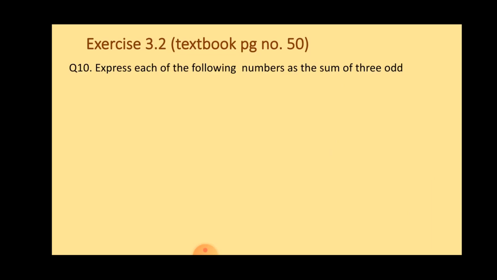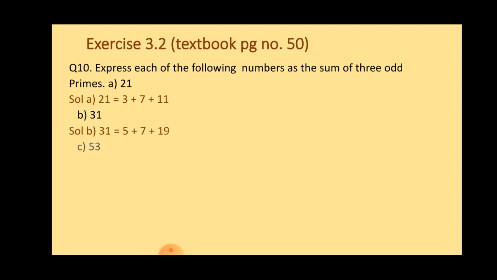Now here comes question number 10 from the same exercise. Here we need to express each of the following numbers as the sum of three odd primes. The first number is 21. How can we express it? We have to be careful that the numbers which we take should be odd as well as prime, and we need to take three numbers that give 21. So here we have expressed 21 is equal to 3 plus 7 plus 11. You can notice that all three numbers which we have taken, when added, give 21, and these three numbers are odd as well as prime. In the same manner we will do for 31, as well as for 53 and 61.